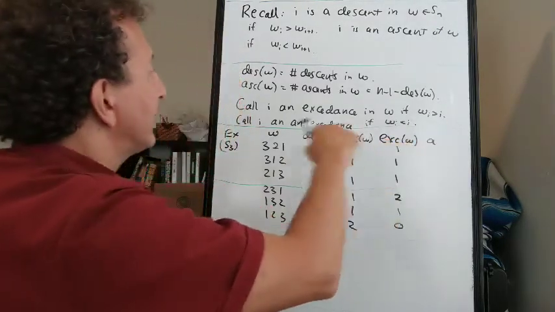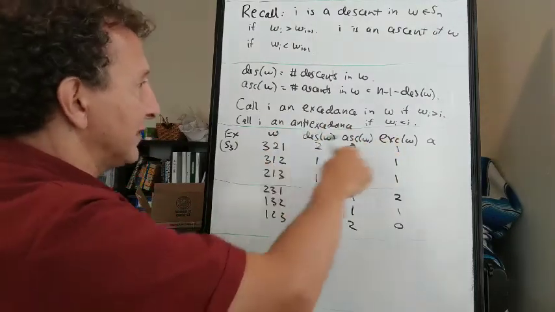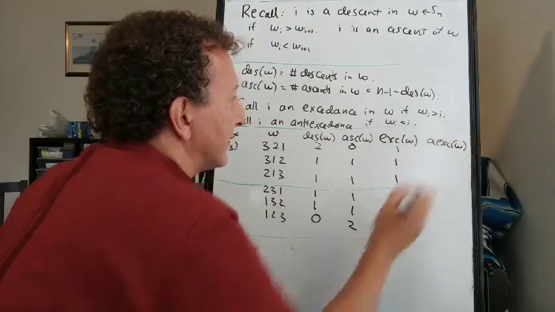I didn't define the notation. EXC is the number of exceedances. AEXC is the number of anti-exceedances.